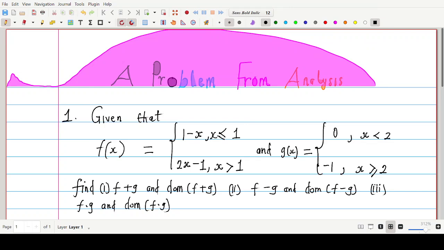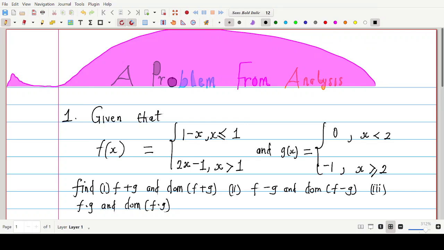So let's quickly go over to the solution of this particular problem. Over here, we are given two functions, and these functions are defined piecewise. The first is f of x equals 1 minus x for x less than or equal to 1, while the other part of the definition is 2x minus 1 for x bigger than 1. That is all for the function f. Then the function g: g of x is equal to 0 if x is less than 2 and equals minus 1 if x is bigger than or equal to 2.